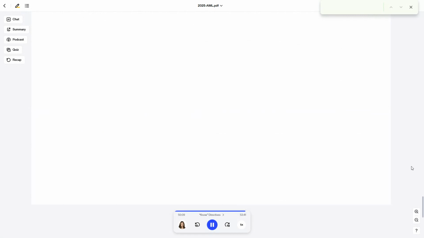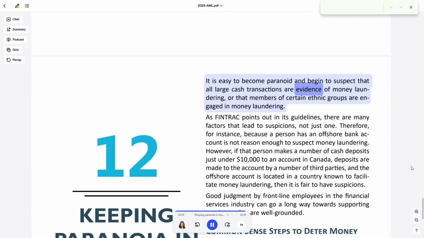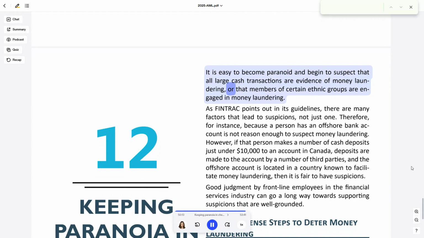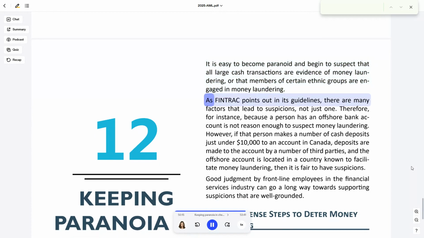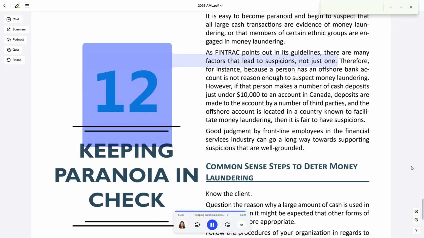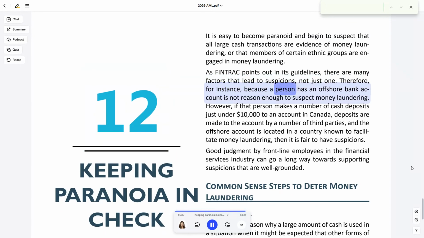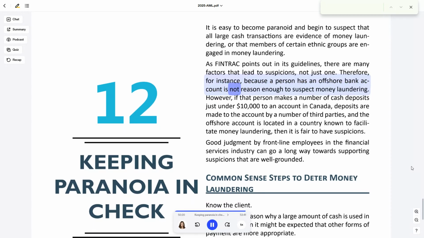It is easy to become paranoid and begin to suspect that all large cash transactions are evidence of money laundering, or that members of certain ethnic groups are engaged in money laundering. As FinTrack points out in its guidelines, there are many factors that lead to suspicions, not just one. Therefore, for instance, because a person has an offshore bank account is not reason enough to suspect money laundering.